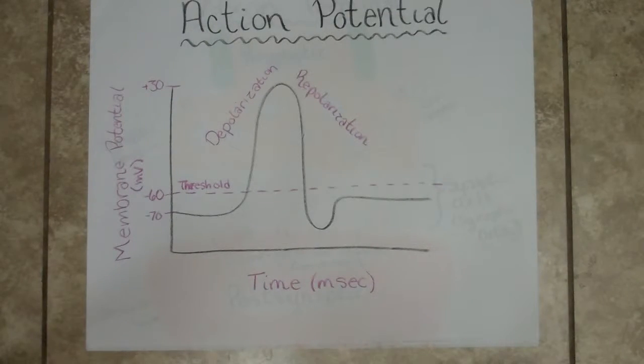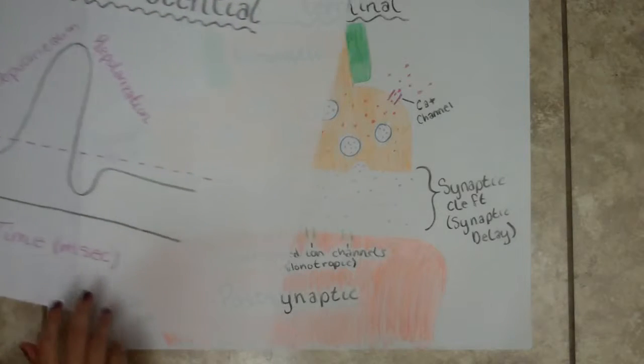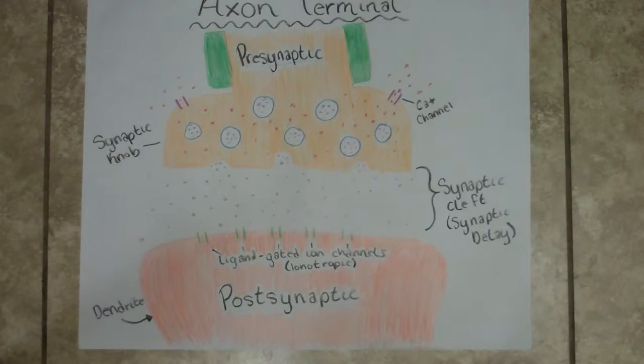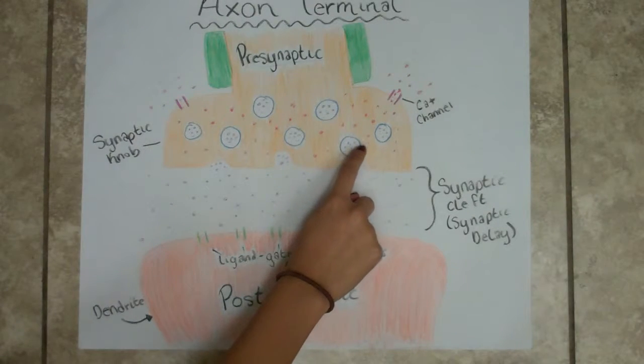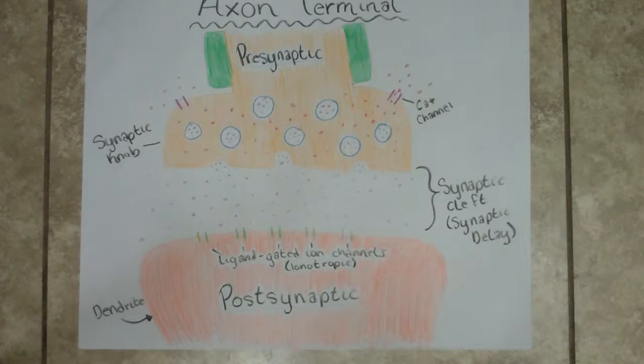An impulse moves throughout the axon through propagation with action potential. When the impulse reaches the axon terminal, it comes to a synapse. Here, there are neurotransmitters inside vesicles. Neurotransmitters are the chemicals delivered by the impulse.